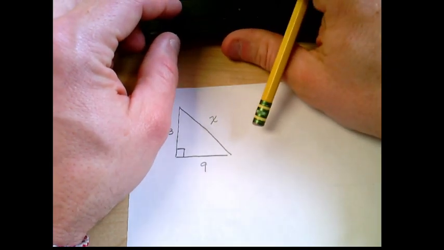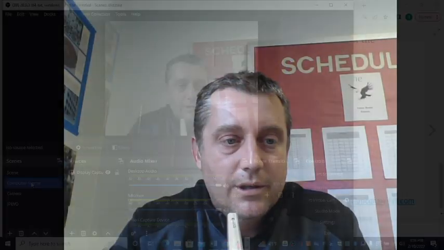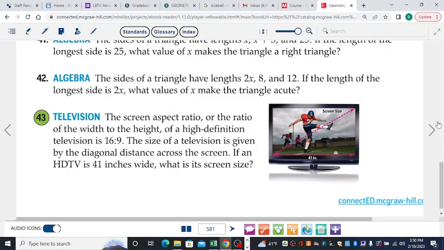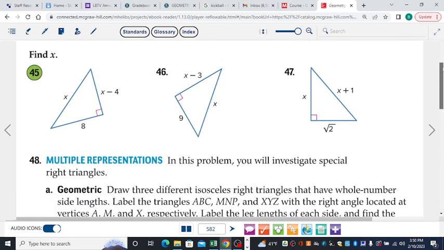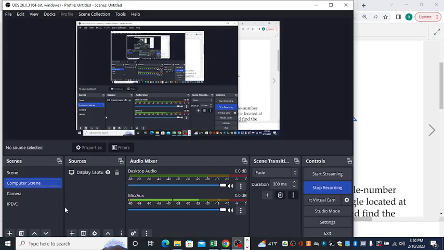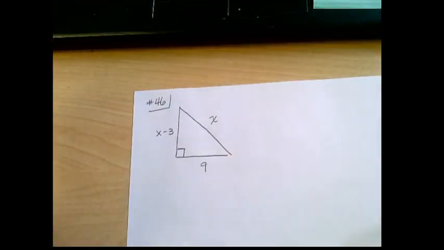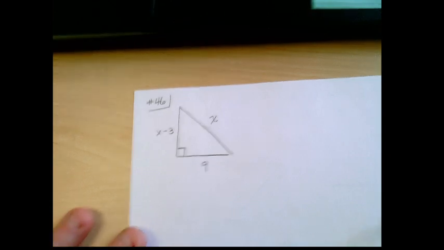All right, now, to finish things off, I would like to look at number 46. Let's look at 46 here, what that one says. Number 46 says, just find the value of x. This is a right triangle, so I'm going to do the Pythagorean theorem to figure out what possible values of x you could have.